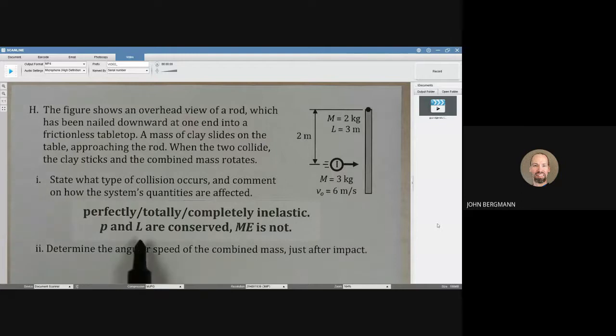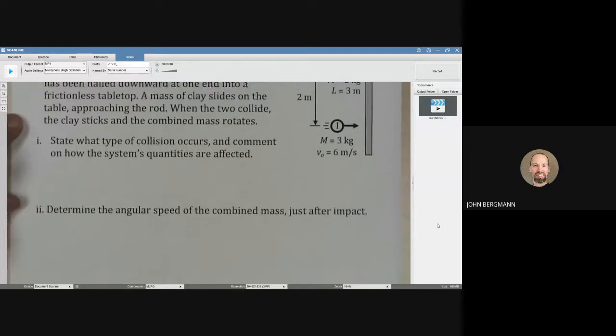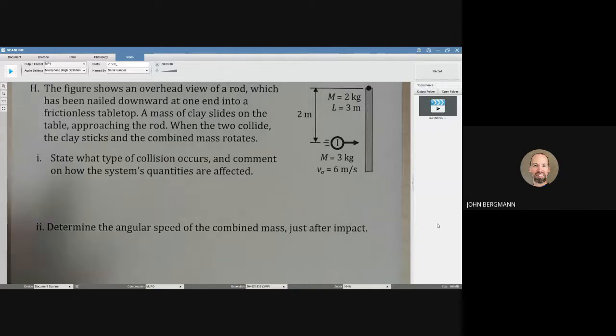Linear and angular momentum are conserved in such a collision, but mechanical energy is not. So we are definitely not going to use conservation of energy to solve this. In fact, we're going to use conservation of angular momentum, because we're going to have some rotating that happens with this rod after the collision, and so it's most convenient to use angular momentum. We want to determine the angular speed of the combined mass just after impact.